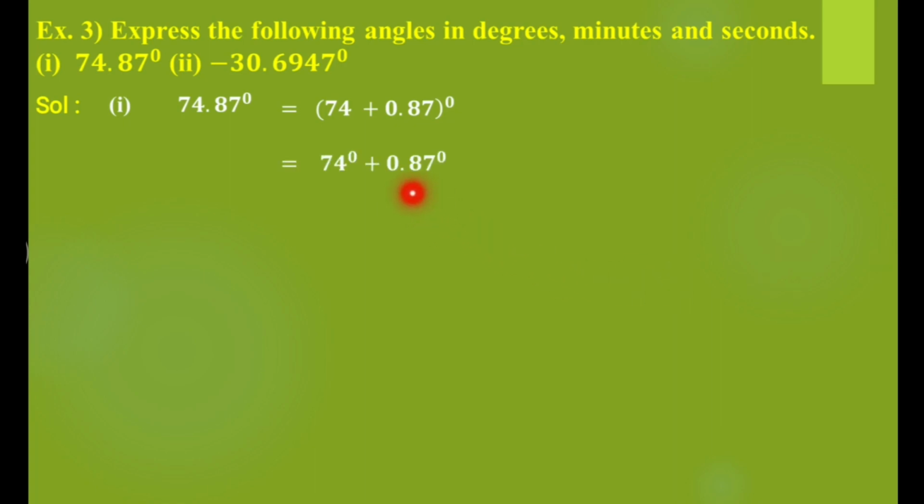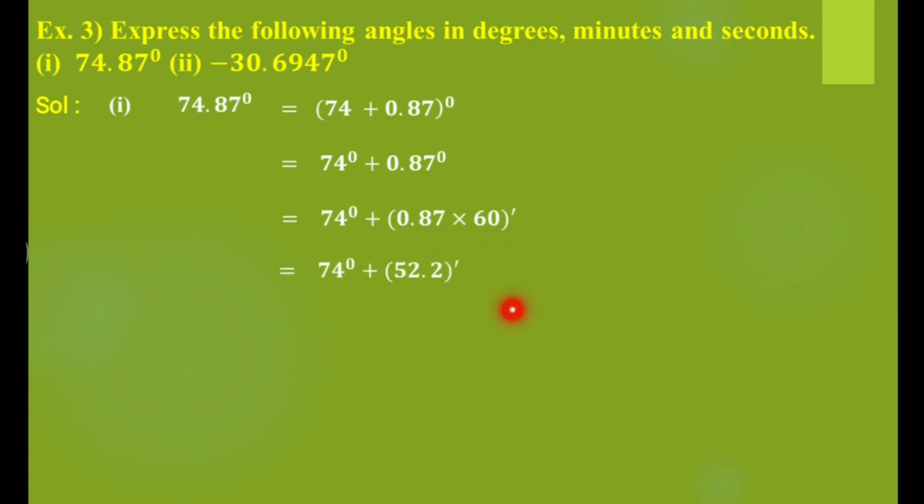So we convert this degree to minute first. For converting degree to minute, we have to multiply by 60. This dash stands for minute. So we convert this 0.87 degree to minute. For that we multiply this 0.87 by 60. This second bracket is in minute form. So we multiply this 0.87 by 60.